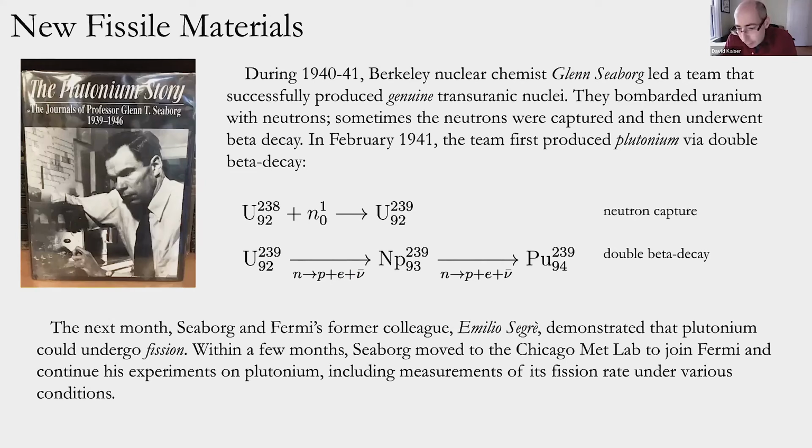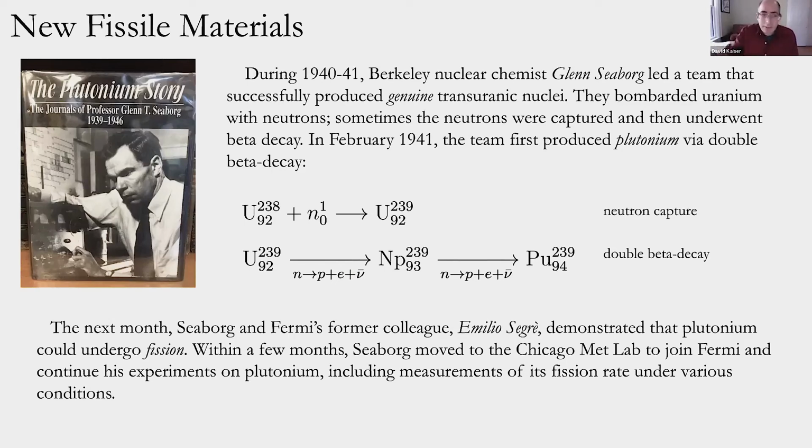He'd been a member of Fermi's group in Rome. He relocated to Berkeley. So the nuclear chemist Seaborg and the nuclear physicist Emilio Segre then began studying the properties of this brand new chemical element, plutonium. In particular, they found that plutonium really is subject to nuclear fission, much like certain isotopes of uranium.